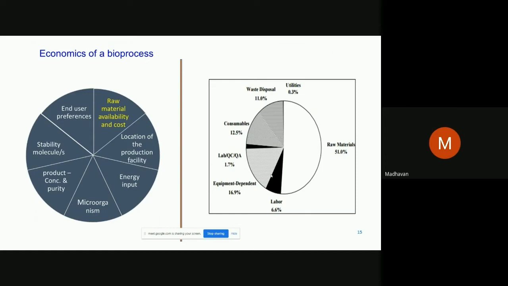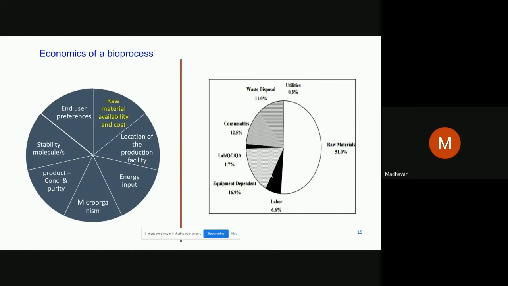And downstream is again another important cost determining factor in any bioprocess. So at what level of purity you require these enzymes depends upon the end use. The cost of the bioprocess will also change. And you can see that the microorganism is very important. Unless you have a very good potent production organism, the entire process will be a failure.